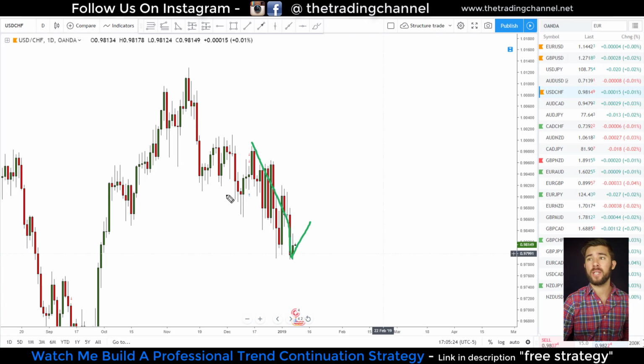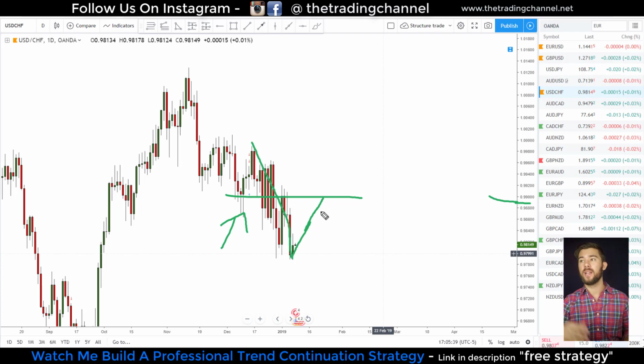We're waiting on a pullback. If we get a pullback, we'll look for a pullback to this level, and directly after hitting this level, that's where we're going to be looking at for possible trading opportunities. That level is around 0.99 even. So that's what we're looking at on the dollar Swiss, is looking for the market to pull back to 0.99 even.